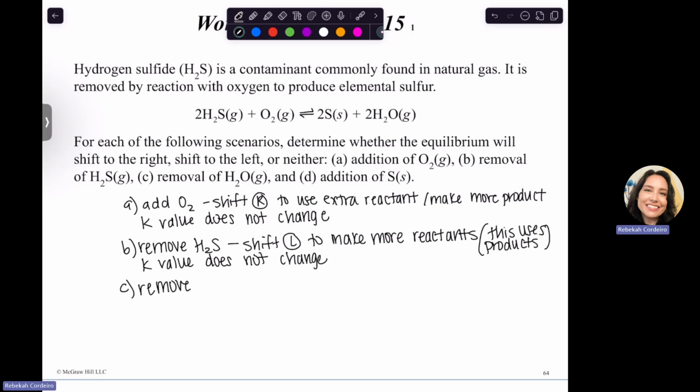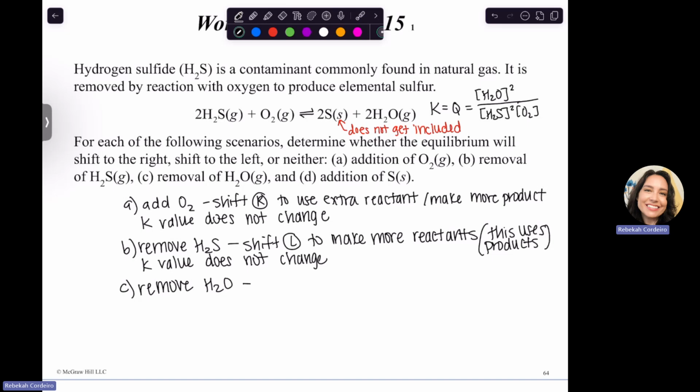Remove H2O. H2O is a gas here. So if we think about our K expression, which is essentially equal to our Q expression, we have H2O squared over H2S squared and O2. We don't include the S because it's solid. It does not get included. That's going to come up in this last part. If you have something that's not in the equilibrium expression, it doesn't affect the equilibrium.